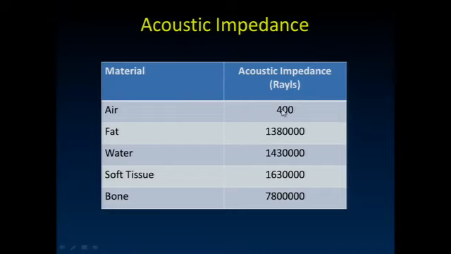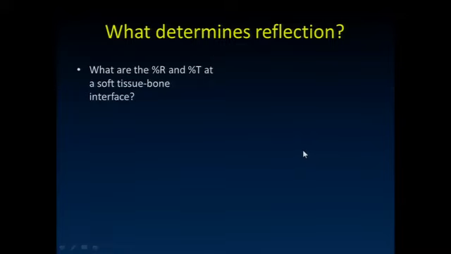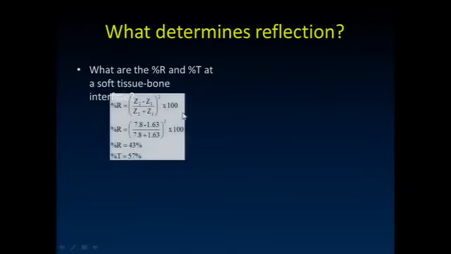So in this table, I've just put the acoustic impedance in Rayls of some of the common things that we encounter so that we could make a couple of little calculations here. So what's the percent reflectance and the percent transmission at a soft tissue bone interface? If you put in the acoustic impedance values from the table there, you'll find that about 43% is reflected and about 57% is transmitted into the bone.